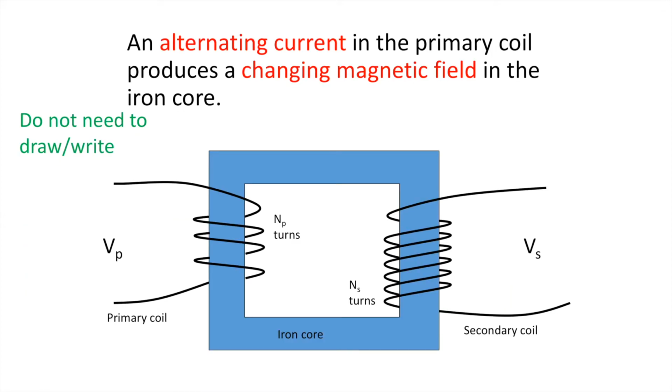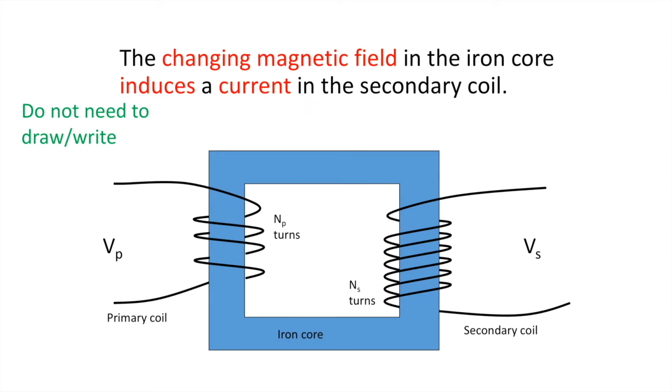Well, we know that when a current is flowing in a solenoid, there is a magnetic field that is produced. When there is an alternating current in the primary coil, this produces a changing magnetic field in the iron core. This magnetic field is linked to the secondary coil with the iron core. The fluctuating magnetic field from the iron core induces a current in the secondary coil due to electromagnetic induction.